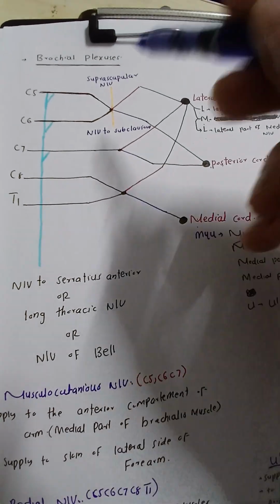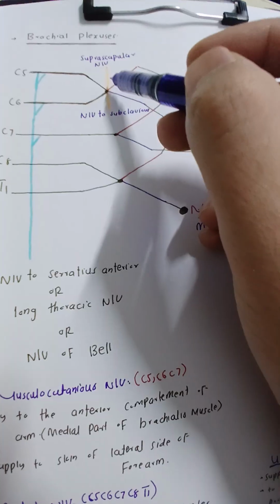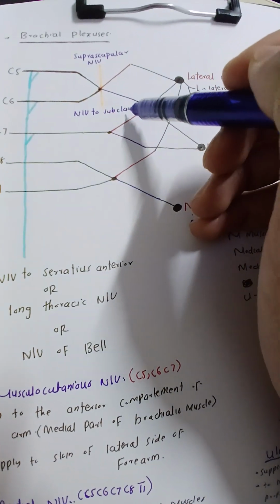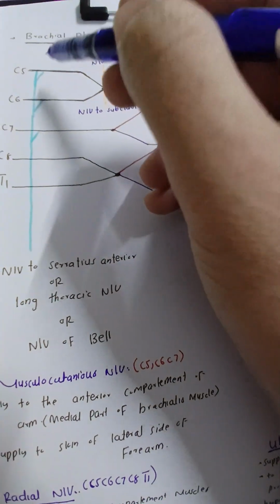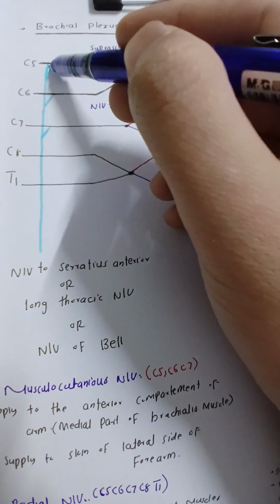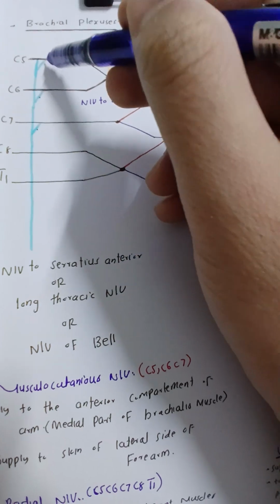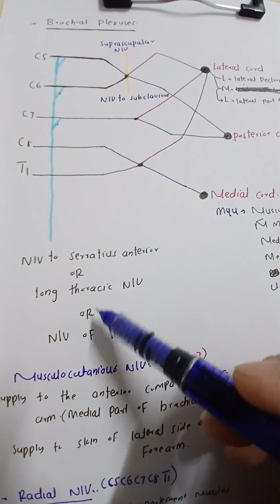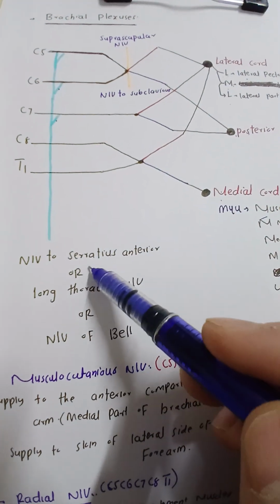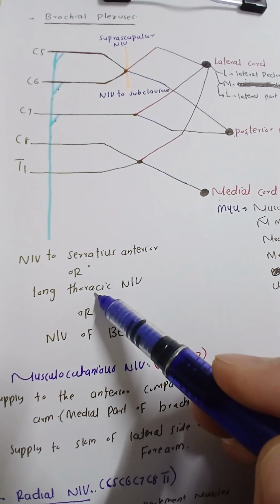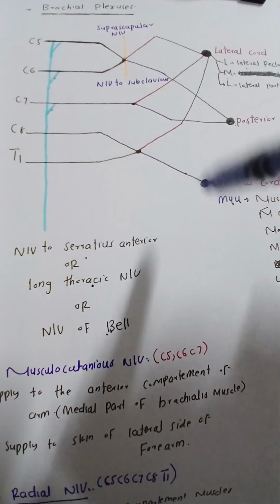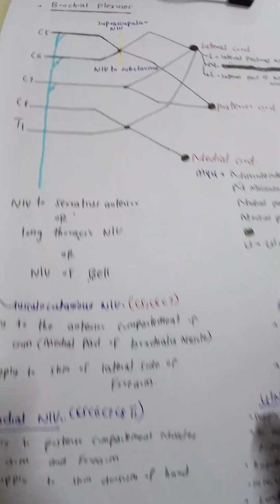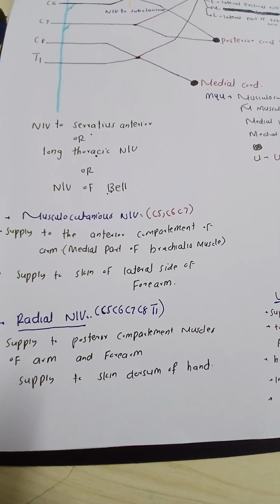Then we have some other nerves. The upper trunk will give two branches. One branch is the suprascapular nerve, and the second branch is the nerve to subclavius muscle. Then there is also one other nerve originating from C5, C6, and C7 roots, and they will descend down and go to the serratus anterior muscle. This nerve is also called nerve to serratus anterior, or long thoracic nerve, or nerve of Bell.